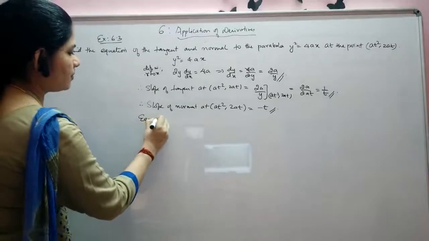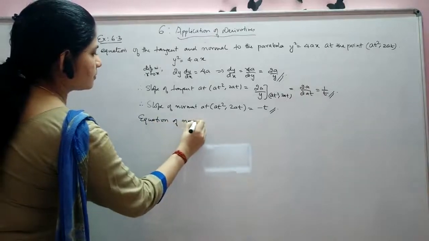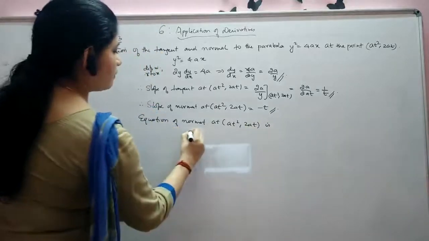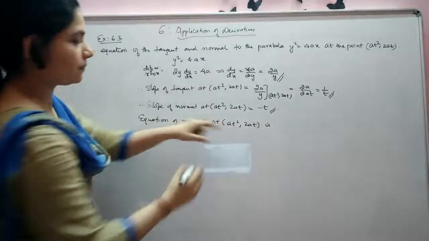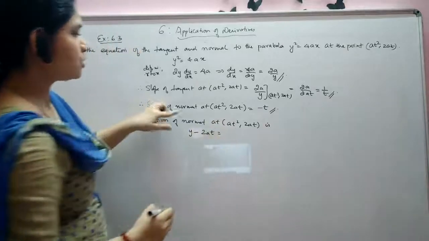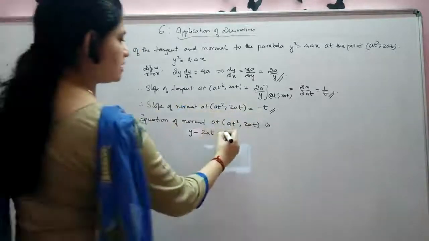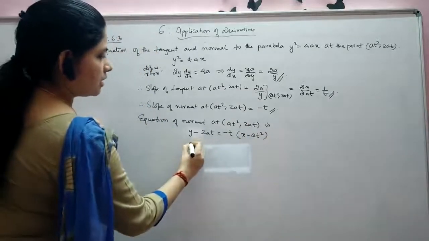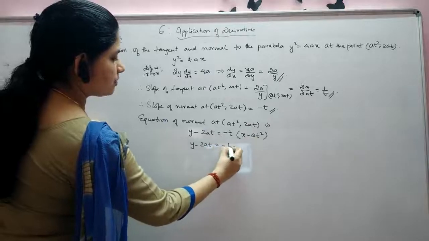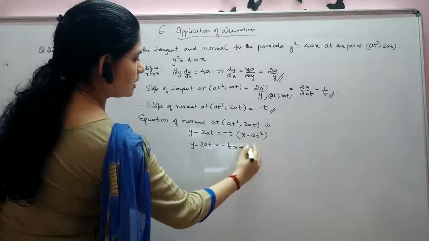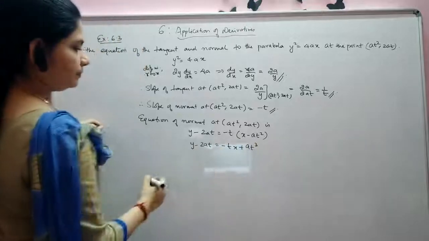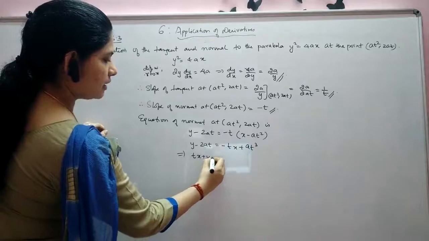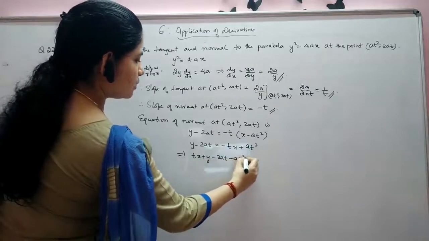Now equation of normal at the same point at square comma 2at is y minus y naught, that is y minus 2at, is equal to slope of normal, you got it to be minus t, into x minus x naught, which is at square. So this is y minus 2at is equal to minus tx plus at cube. Take this to the other side, so you'll get tx plus y minus 2at minus at cube equal to 0.